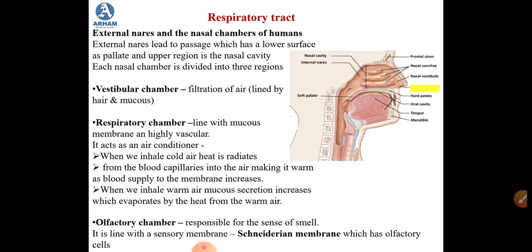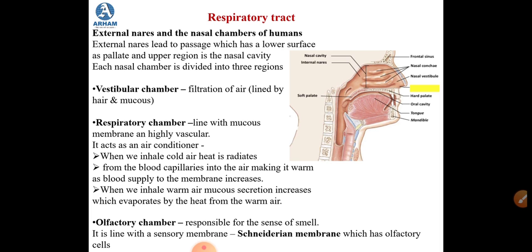One, if we inhale cold air and that air directly reaches our lungs, that cold air may damage the lungs. Now what we need is a little warm air that will not damage or injure the lung. In such a case, the blood capillaries that are present in the respiratory chamber radiate heat. Now when these blood capillaries radiate heat, the cold air is now warm, and this warm air can be taken in without any damage or injuries.